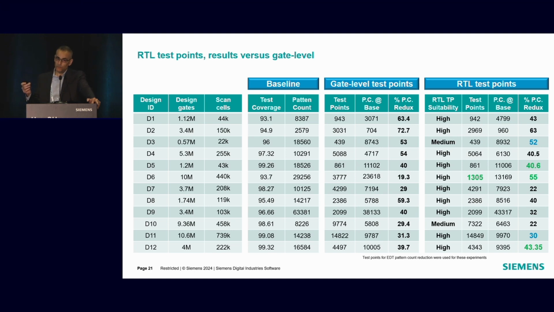What I've seen in some customers is that it obviously saves a lot of time and effort if you can do most of the work at RTL. They will do that, and they might still do some gate level test points after, just to see what else they can get. But this moves the majority of the work, and in some cases all of the work, from gate level to RTL, and you get similar or sometimes better results. Okay?